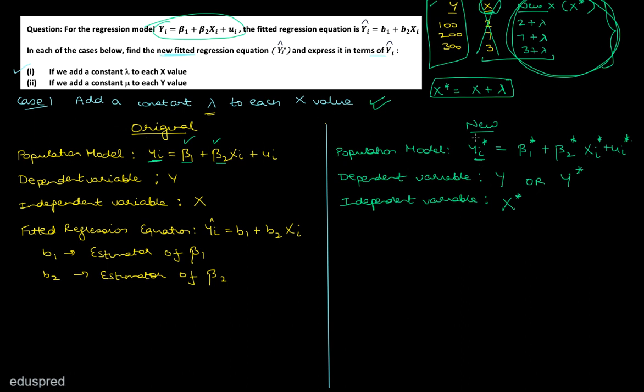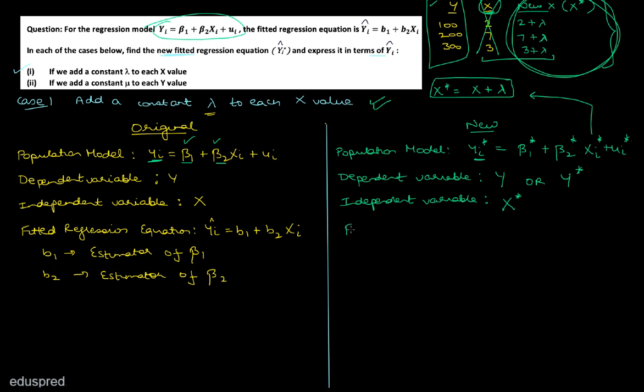The independent variable over here is xi star, and this is something you have to be really careful about because xi star is your normal xi plus lambda, and this ui star is just the population error term for the new regression model. Okay, so this is what we have.